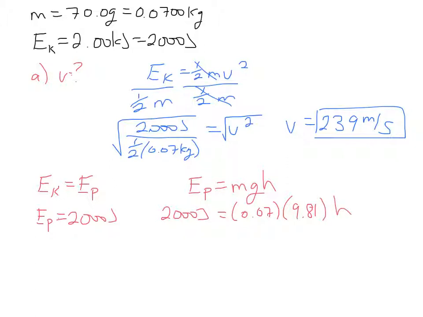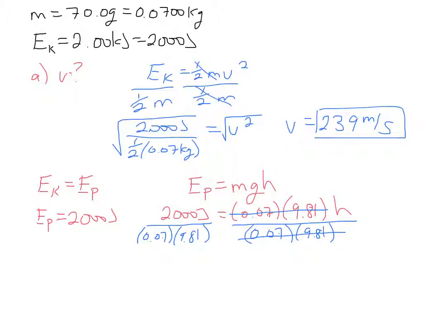So what we have to do here is divide both sides by our numbers here. So we have 0.07 and 9.81. We're going to divide the other side by 0.07 and 9.81. On this side they cancel out. So now we can do our math, 2,000 divided by 0.07 divided by 9.81, and we are going to get 2.91 times 10 to the 3 meters.